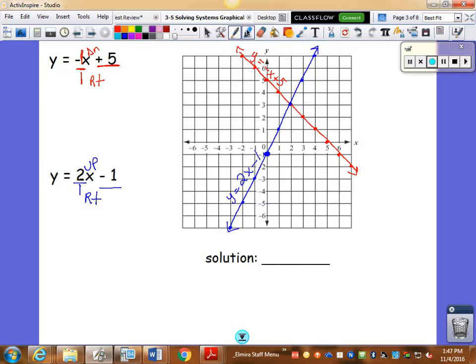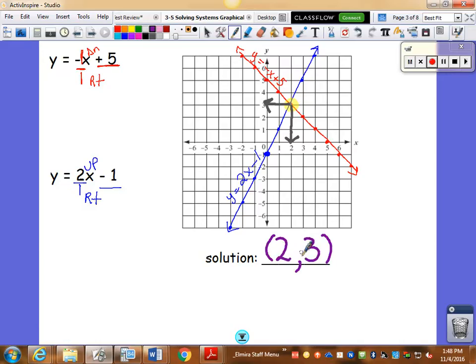Now, that doesn't seem like anything new. All we did was graph two lines, but on the same picture. So here's where the new part comes in, and it's not hard. What I'm looking for is this area right here where the two lines intersect, and my solution is the coordinates of that point. So I'm going to write it in coordinate pair form, (2, 3).